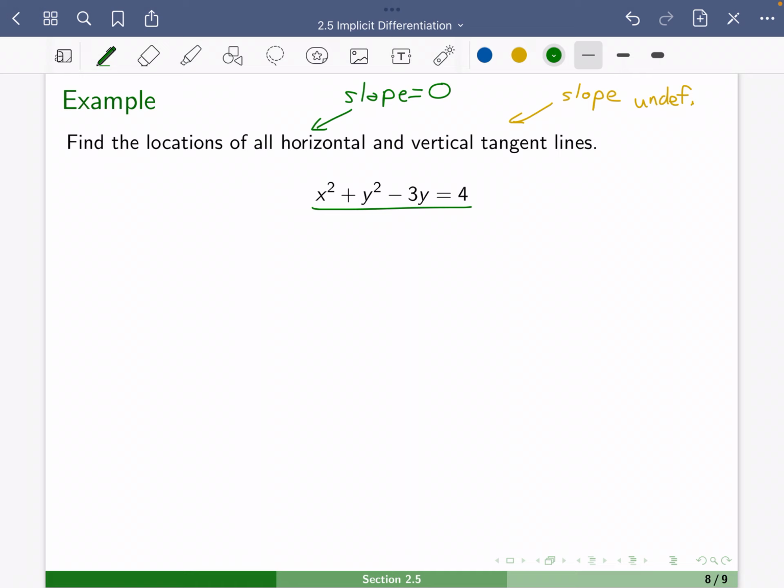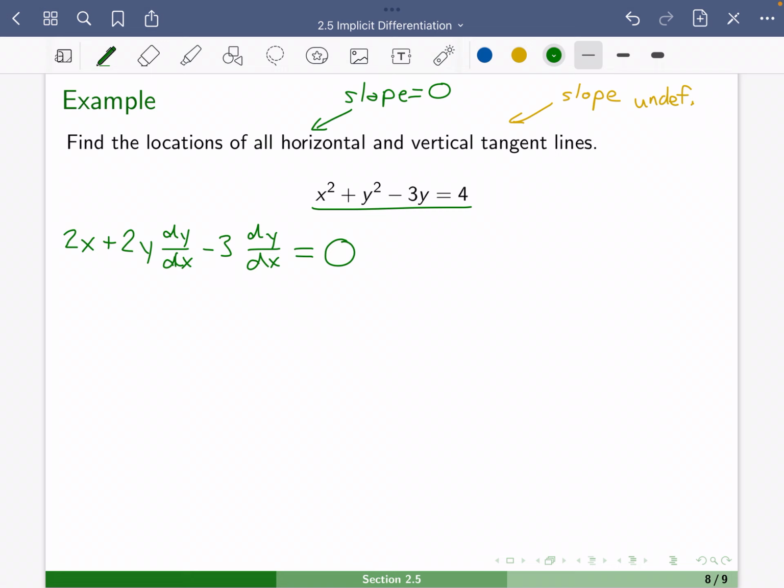The derivative of x squared is 2x. The derivative of y squared is 2y dy/dx. The derivative of negative 3y is negative 3 dy/dx. And on the right-hand side, the derivative of 4 is 0.